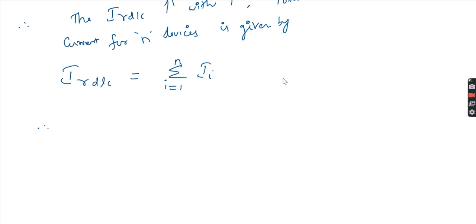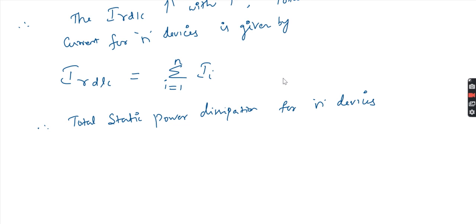Then what is the total static power dissipation for n devices? For n devices, P is equal to VDD into the summation i equal to 1 to n of Ii. So this will be the total.